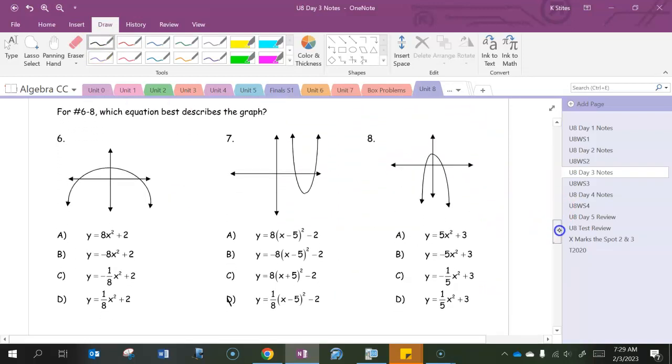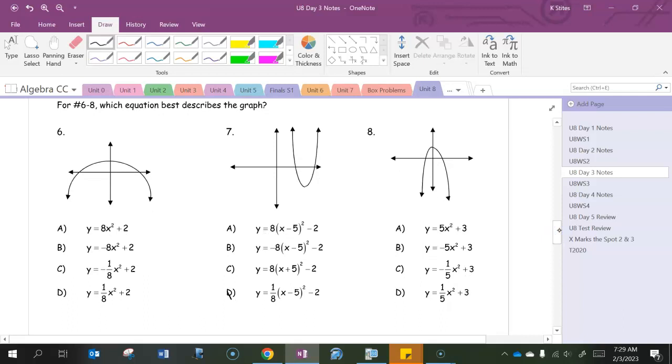All right, so now let's look at some multiple choice. Now, if you have a calculator, you could go ahead and type these equations in and just find the one that looks closest. But if you don't have a calculator, you really need to understand how your a value works. So for example, in number 6, I would say this is opening down, and I would say this is wide.